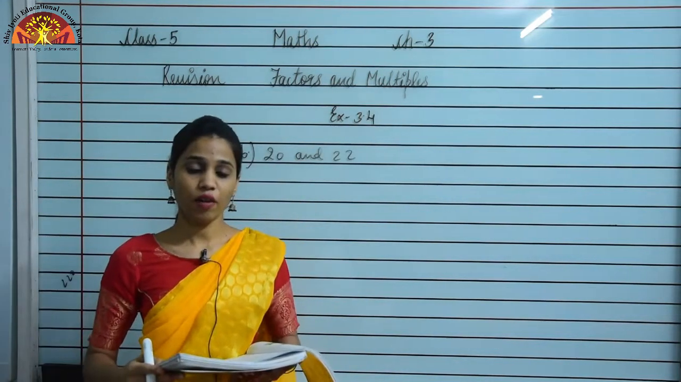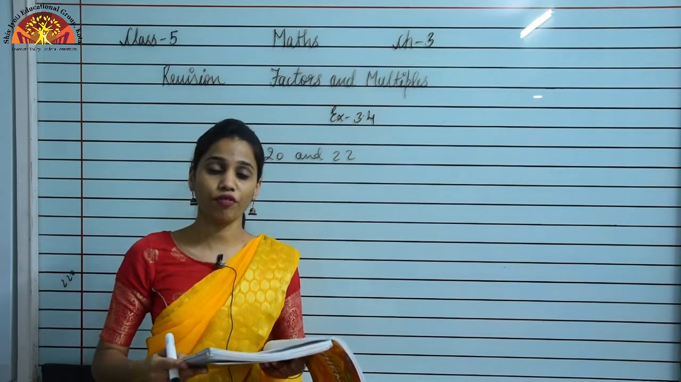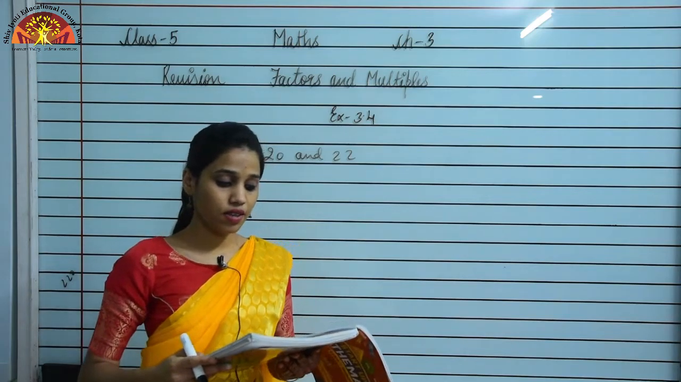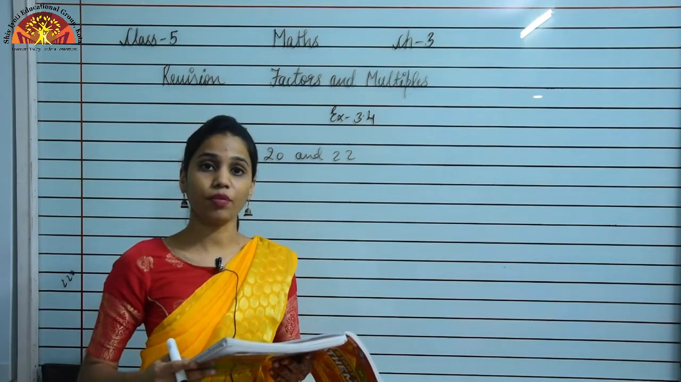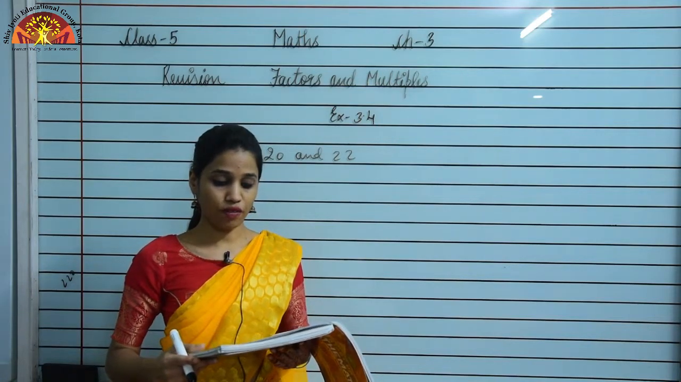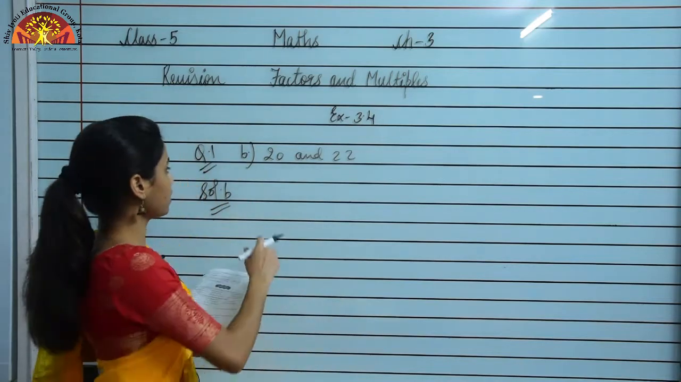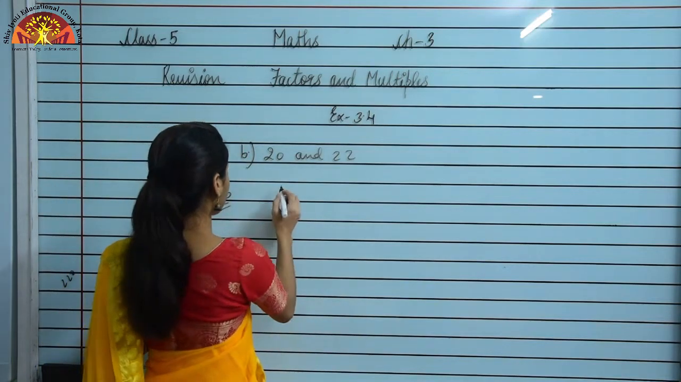Okay. Now let us see exercise 3.4, which is given on page number 51 of your book. Now question number 1 is, find the LCM of the following numbers by prime factorization. Now what we have to do, we have to find the LCM of the following numbers by prime factorization. Now let us see the B part, 20 and 22.